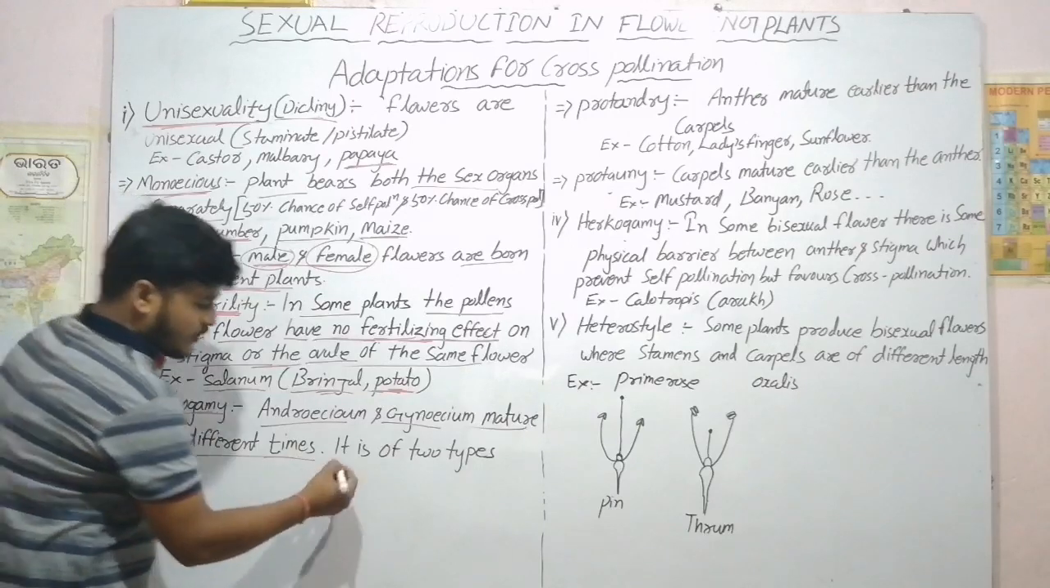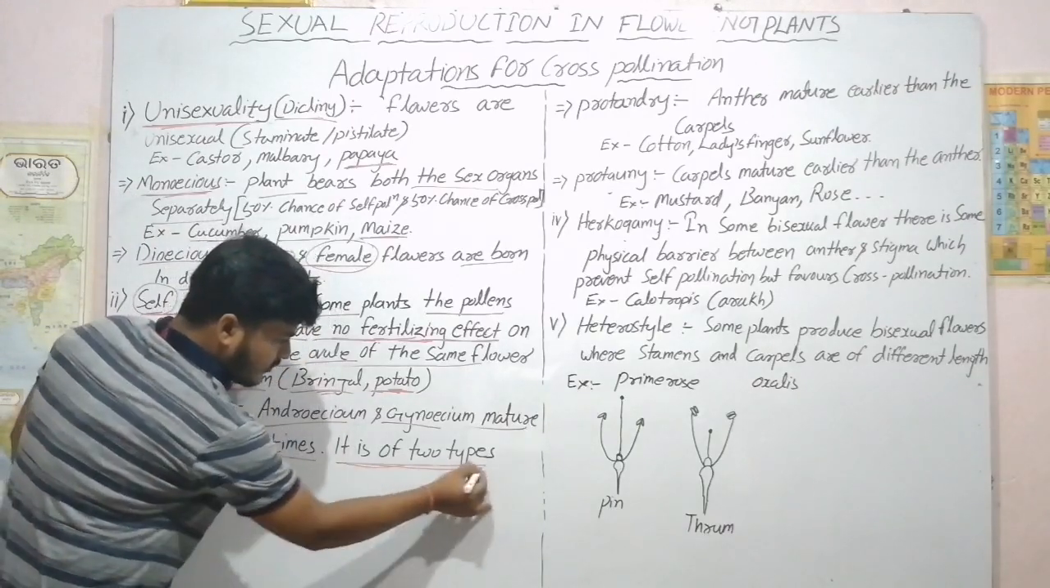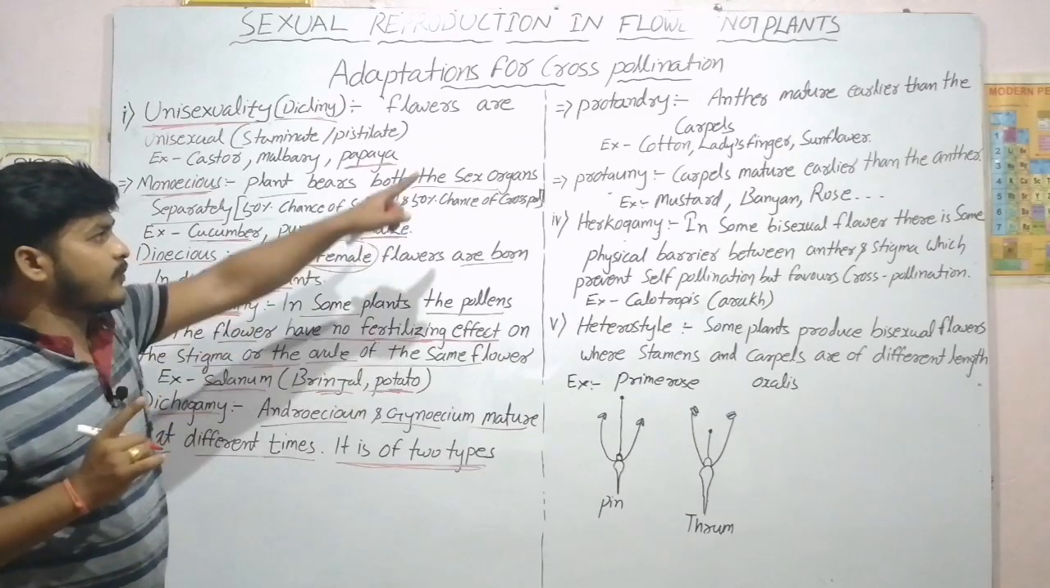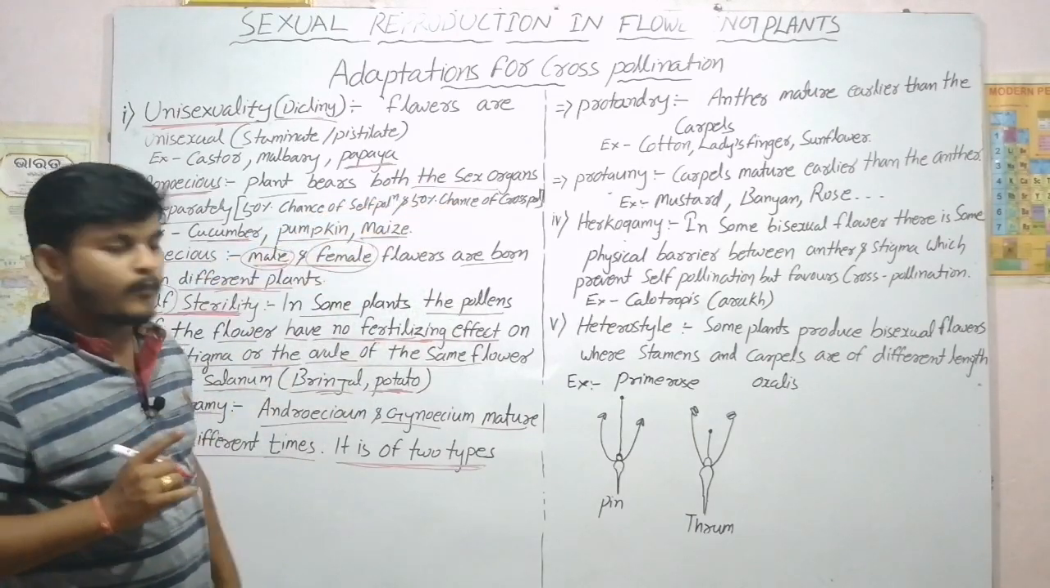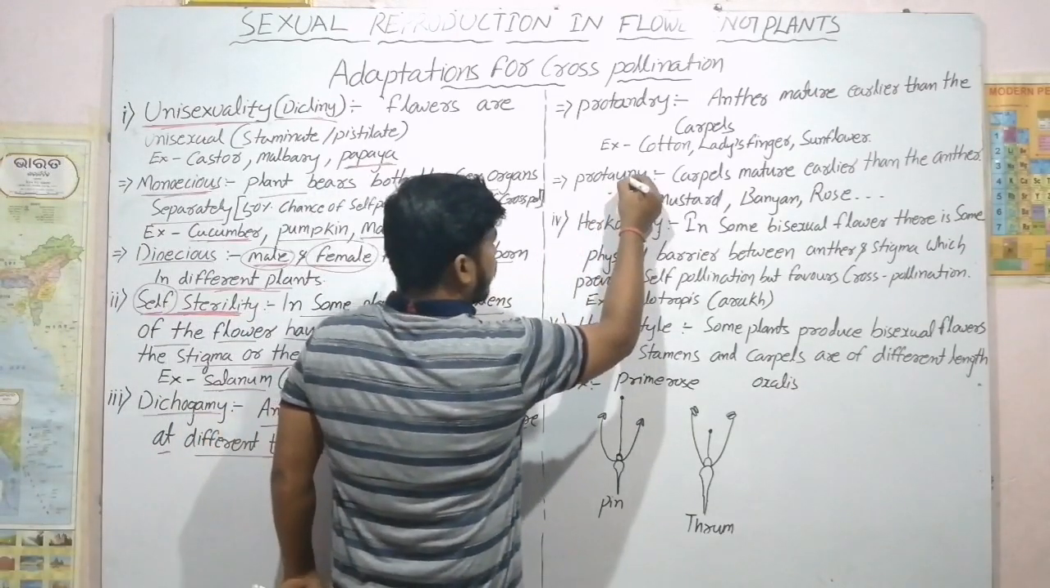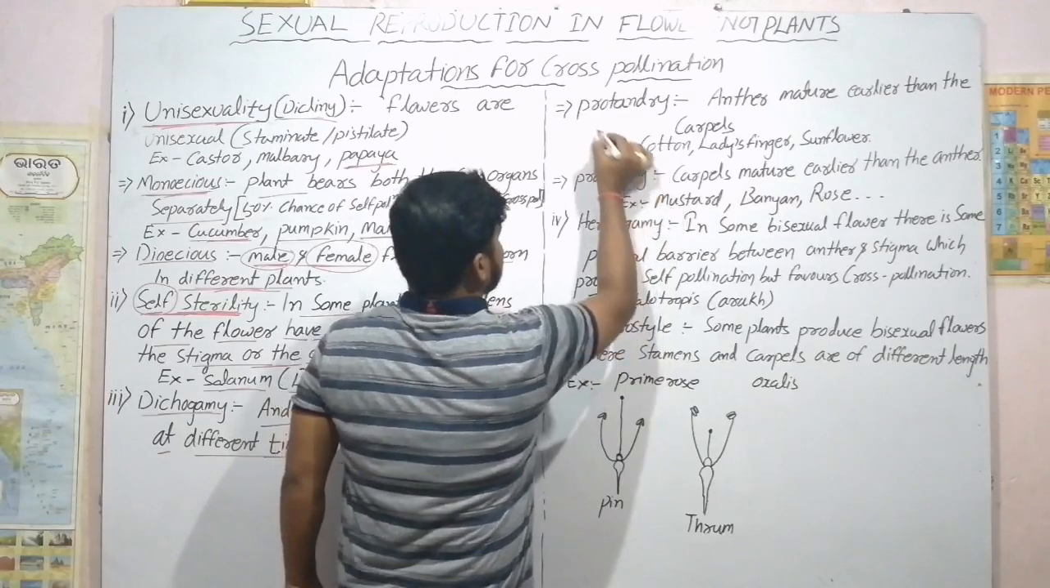According to this, it is of two types. That means according to the developmental condition, it is of two types. One is your protoandry condition, another one is your protogyny condition. This is your protogyny condition and protoandry condition.